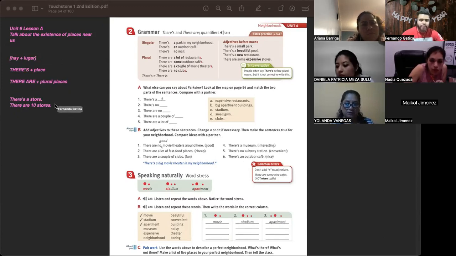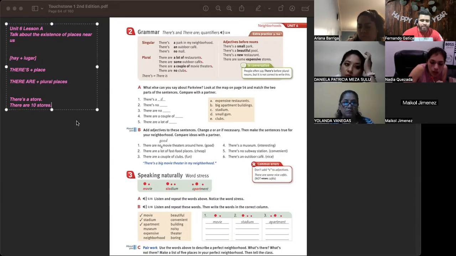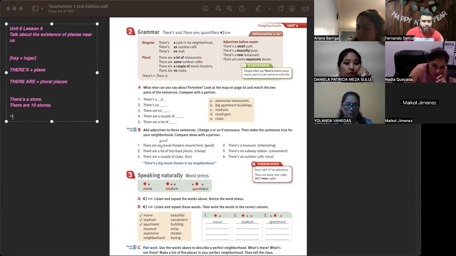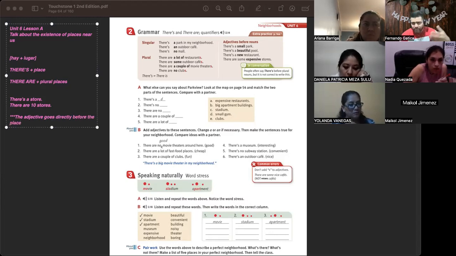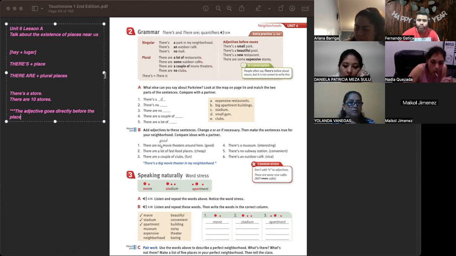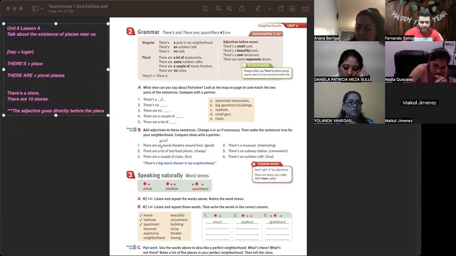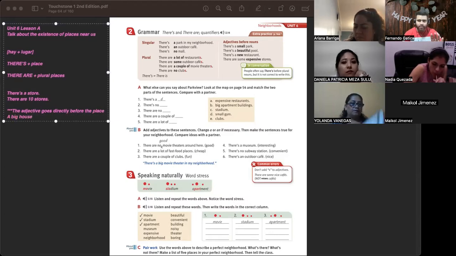Also, remember this. The adjective goes directly before the place. El adjetivo, si decido usar un adjetivo para describir el lugar, el adjetivo va directamente antes del lugar. Por ejemplo, una casa grande es a big house. No es a house big, it's a big house. La orden cambia en inglés.